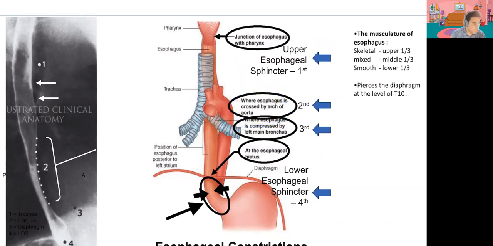And the third is where, essentially, it is at the esophageal hiatus. That's because you are essentially penetrating through the diaphragm. But when it penetrates through the diaphragm, right?